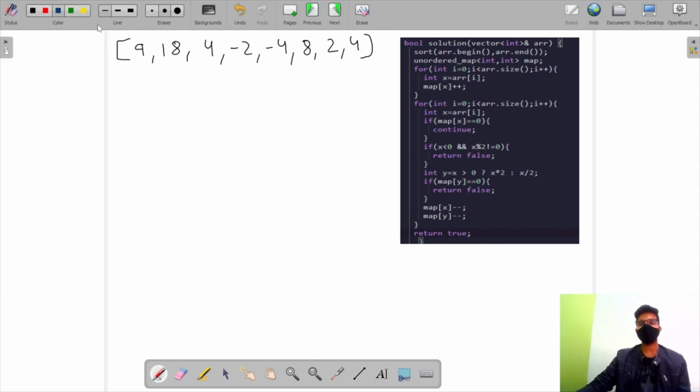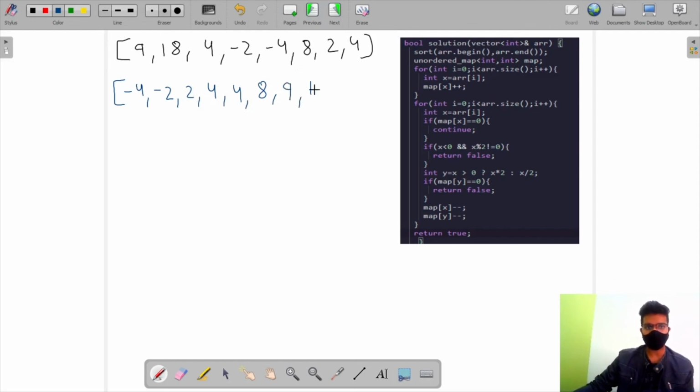So what was our first step? Our first step was to sort this array. So what will the sorted array look like? -4, -2, 2, 4, again 4, then 8, then 8, then 9, then 18. Perfect. Right, so this is our new sorted array. Now let me also write the indexes 0, 1, 2, 3, 4, 5, 6, 7.